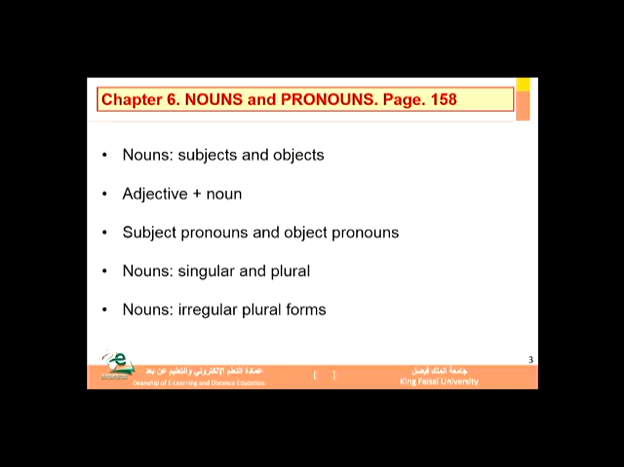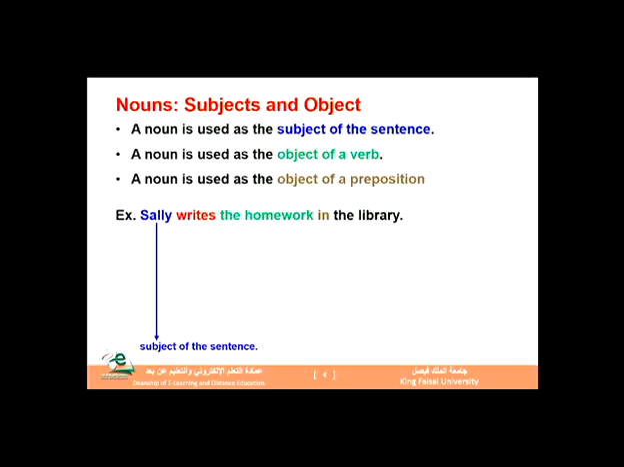Then we will look at nouns in the form of singular and in the form of plural. Again, at the end of this lecture, we are going to deal with some nouns that are exceptions, that have an irregular kind of plural. Let's look at the first part of our lecture.